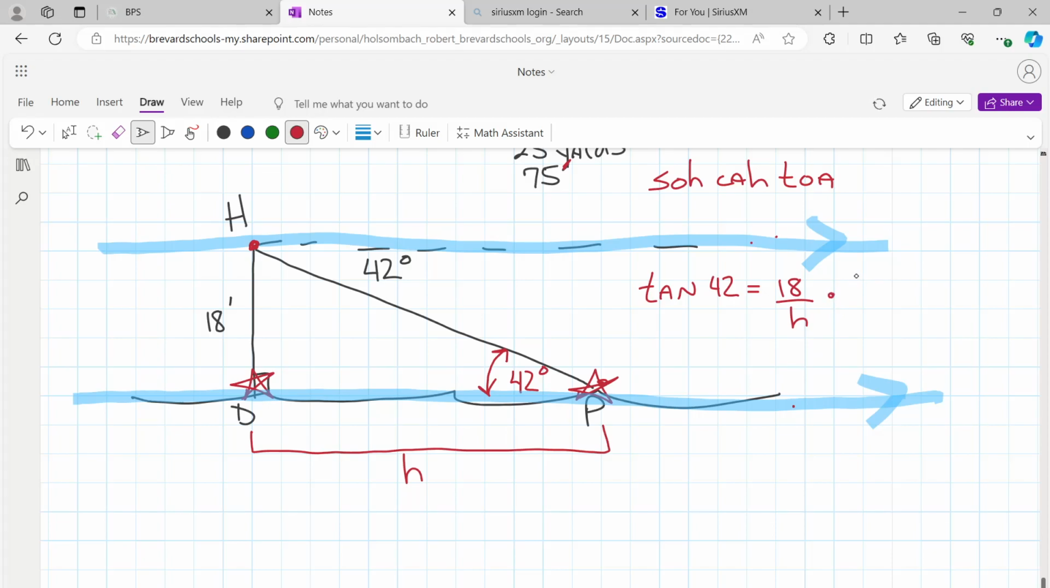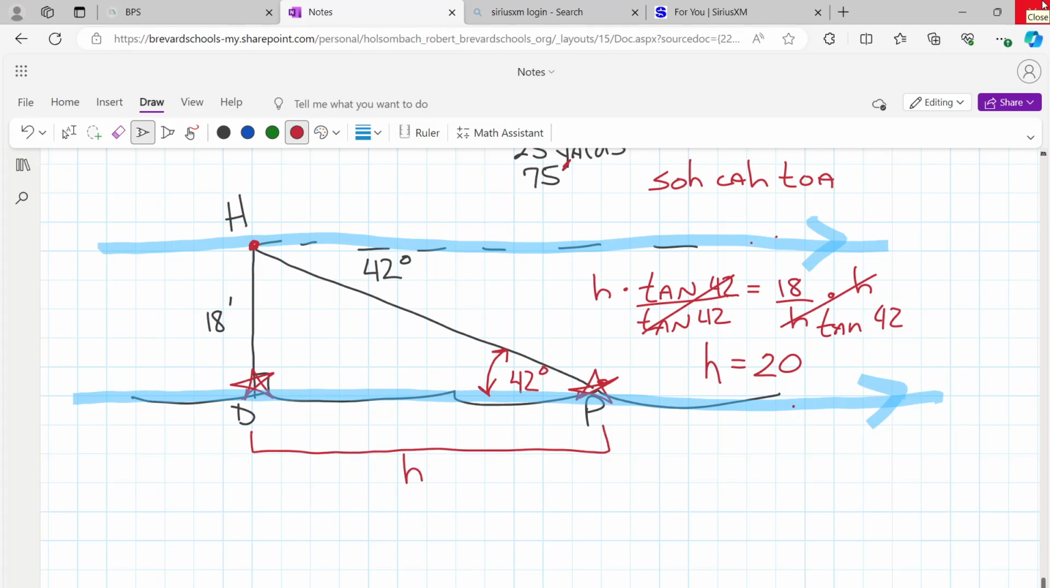So we're multiplying both sides by h again. The h's cancel, and then we can divide both sides by tan 42. The tan 42s will cancel, and our h here is going to be equal to 18 divided by tan 42. And we get 20. All right, so the diver's 20 feet away from the person that needs help in the water. Everybody okay with that?